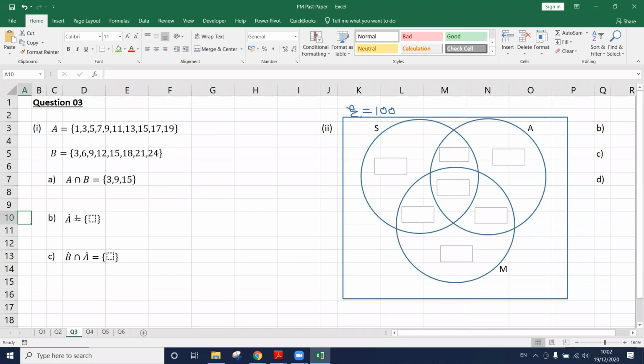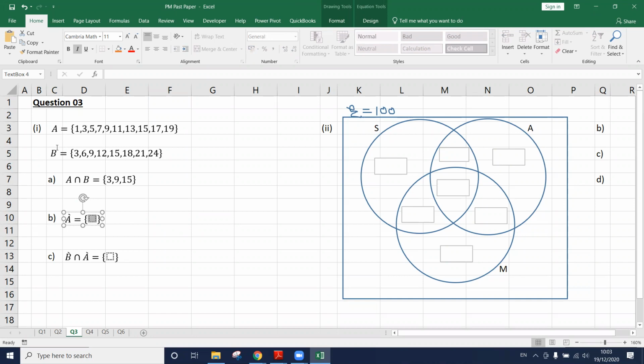Right, part B. This is not A, this is A dash, the complement of set A. Right? What is the meaning when a dash is added? The dash stands for not belonging, right? So A dash is the elements that are not in set A. Right? The elements not in set A.